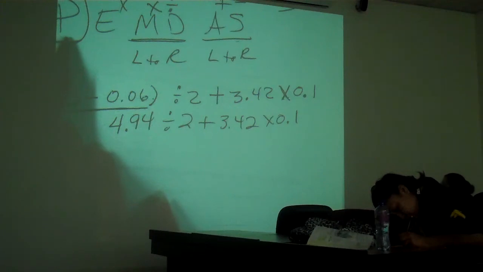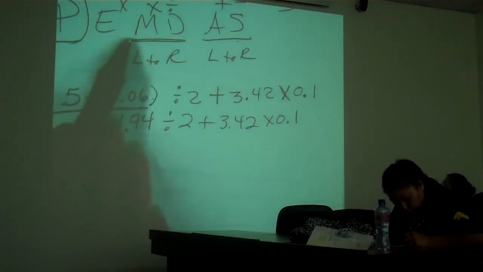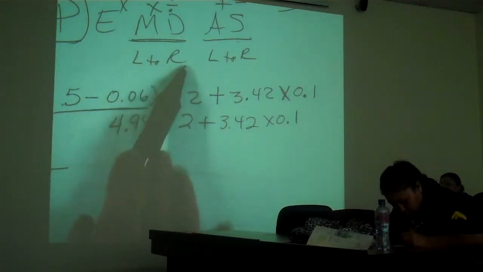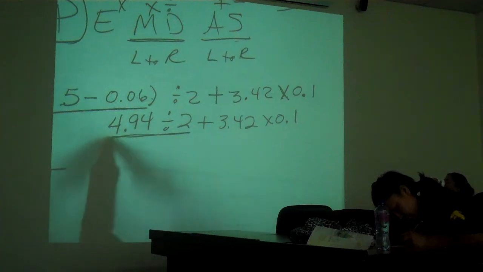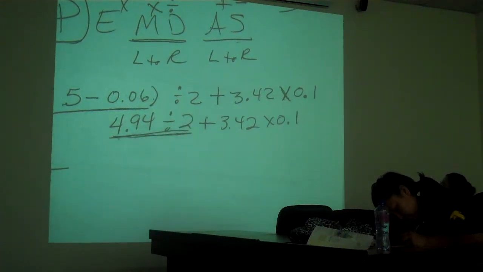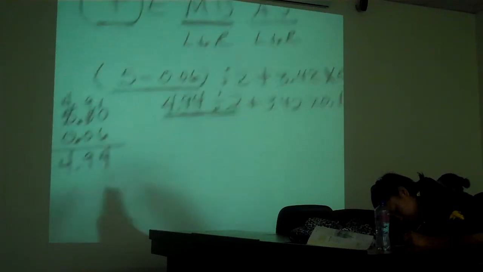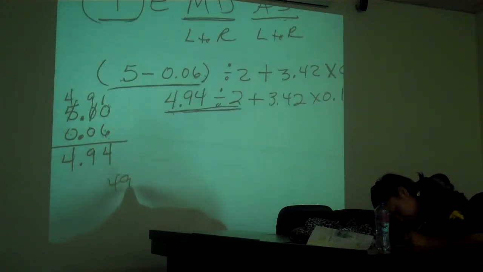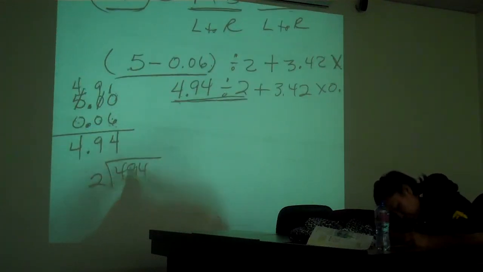Done. There's no exponents or square roots. So now we're going to multiply and divide from left to right. The first thing we come across is a divide. So let's do 4.94 divided by 2. Let's bring that decimal up.